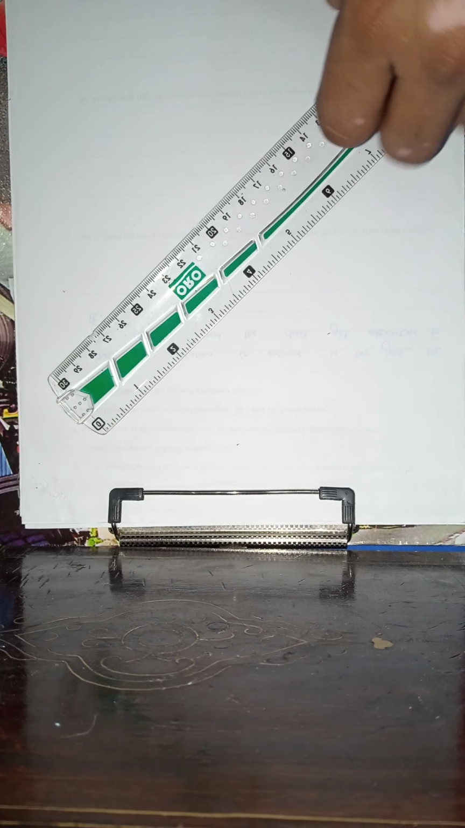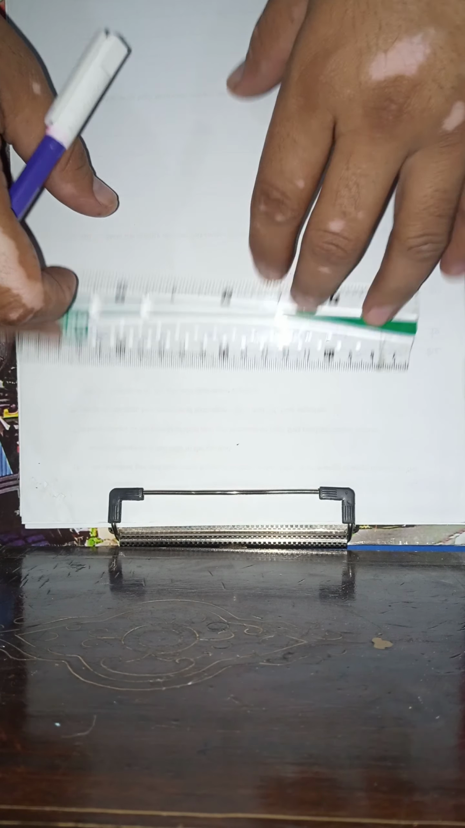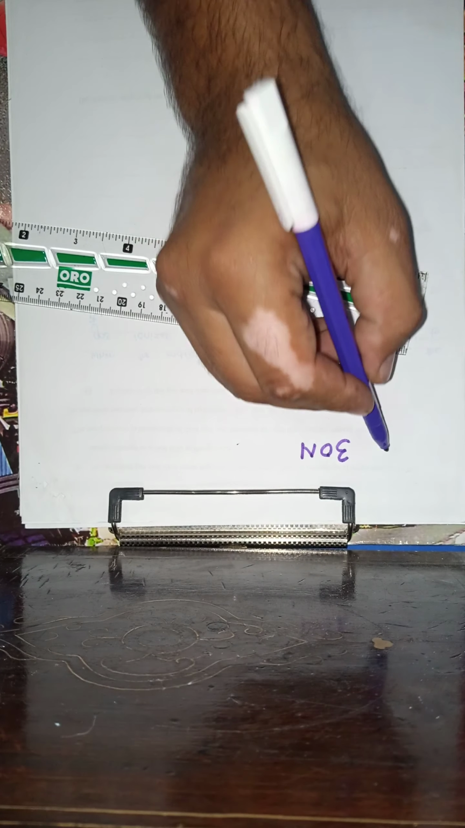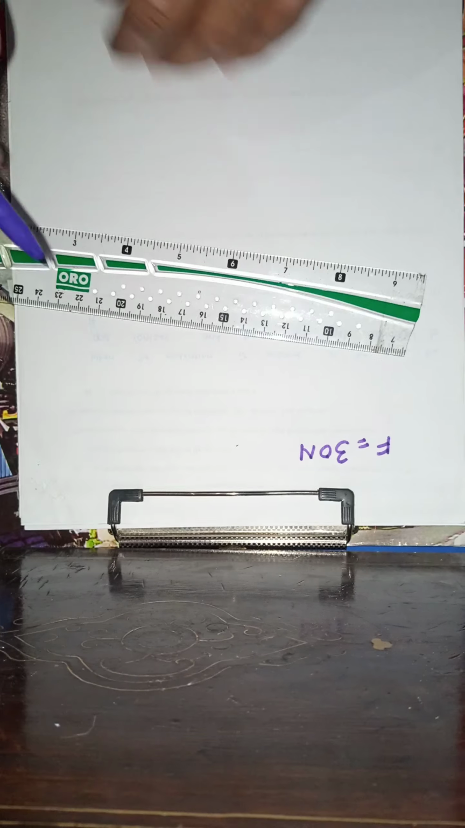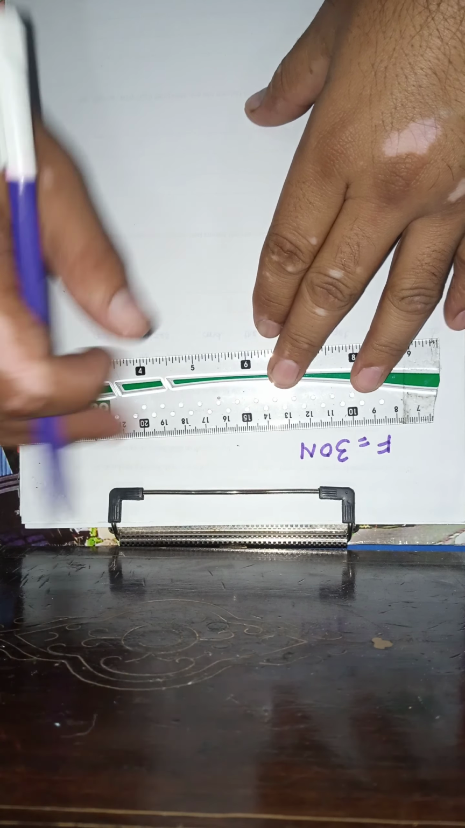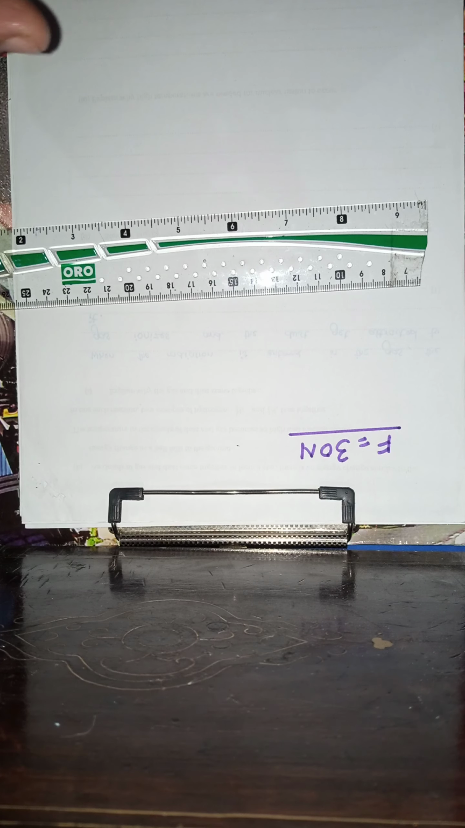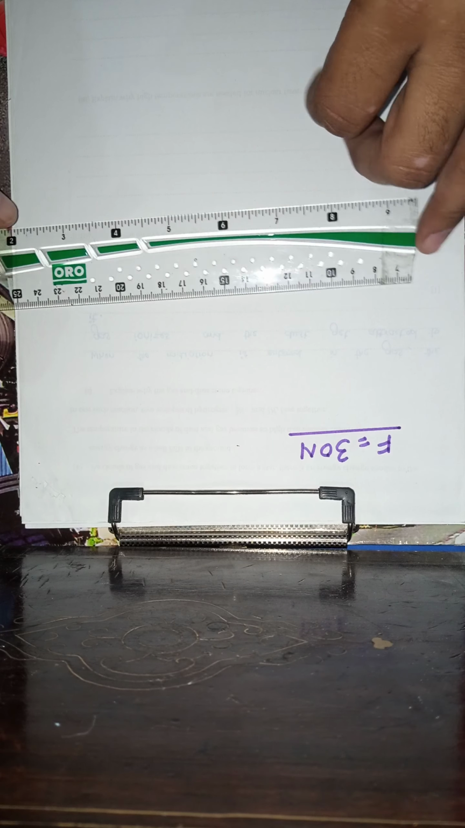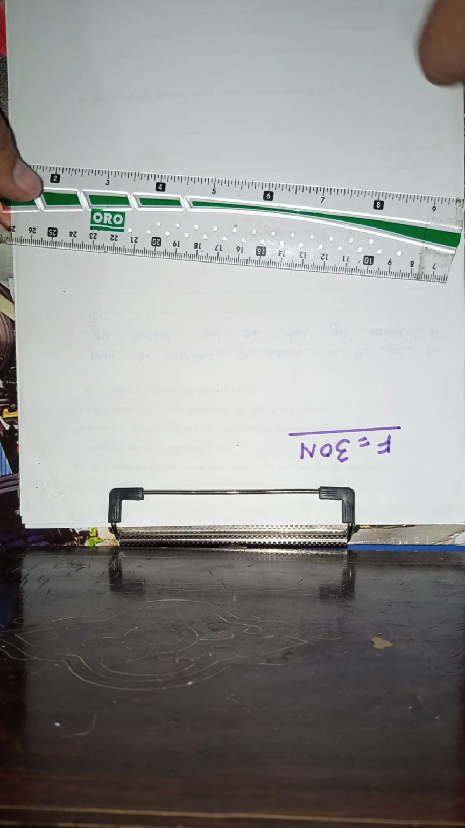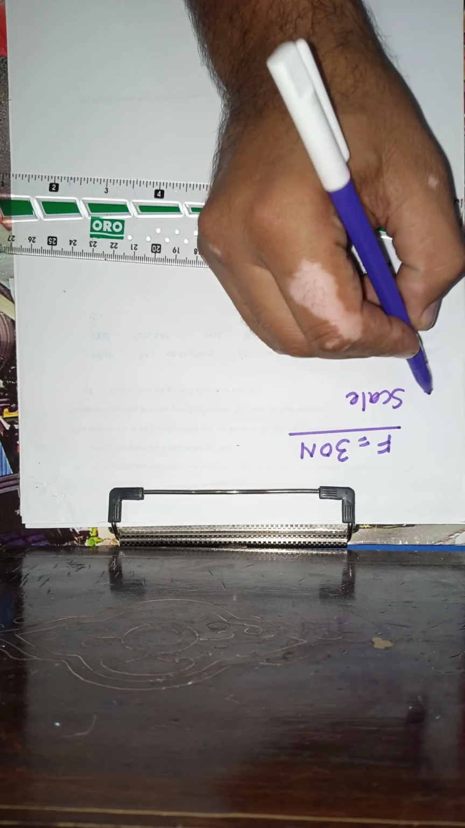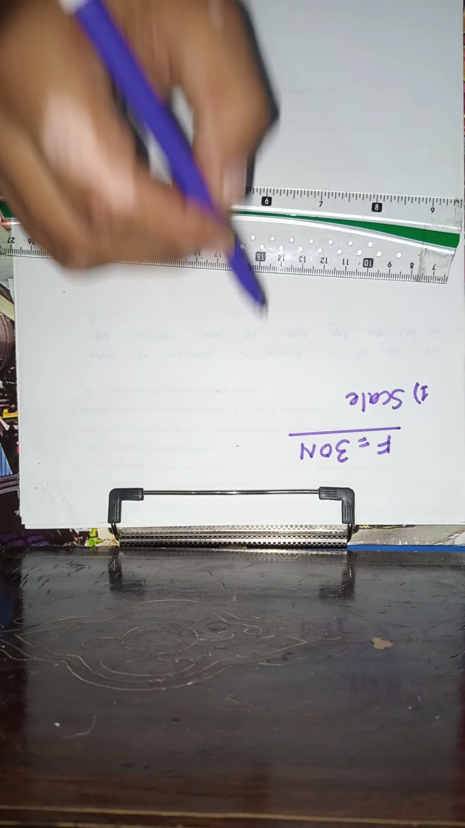If I have a force, suppose I have a force of 30 Newton, and I want to draw that force on my graph, or on my paper. On the paper I don't have any length or space for 30 Newton. So what will I do? I will scale my paper. So the first step, I told you, is to scale your force.